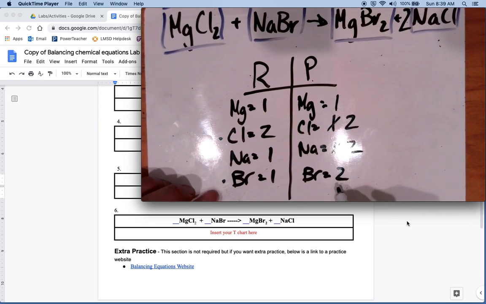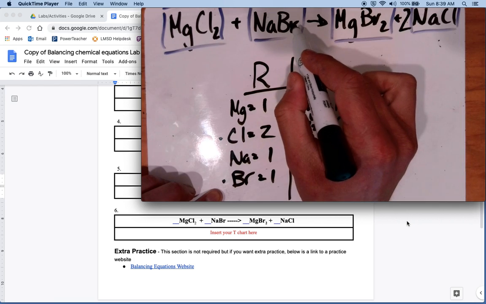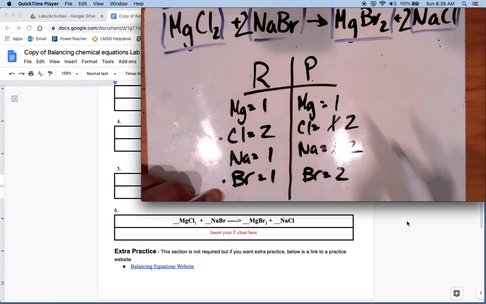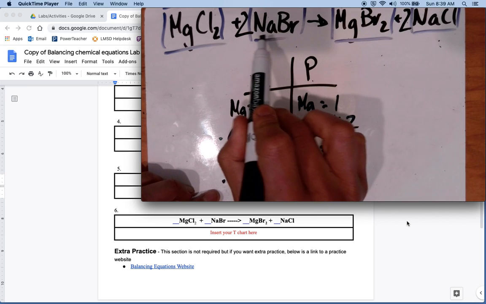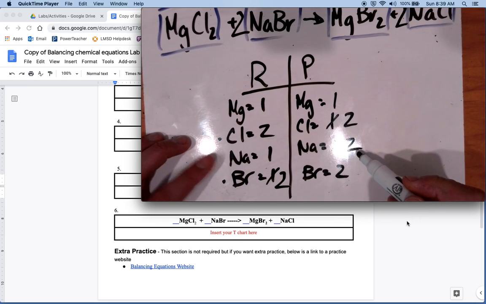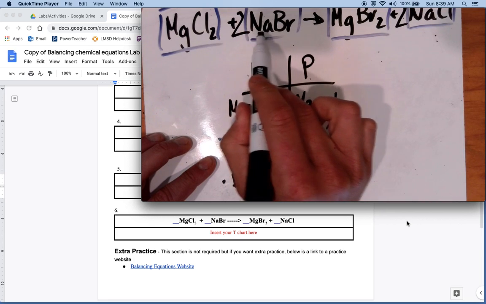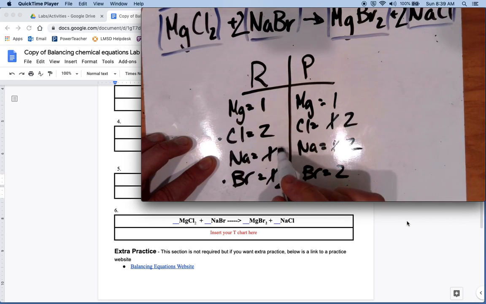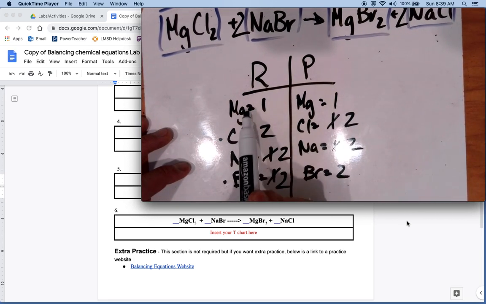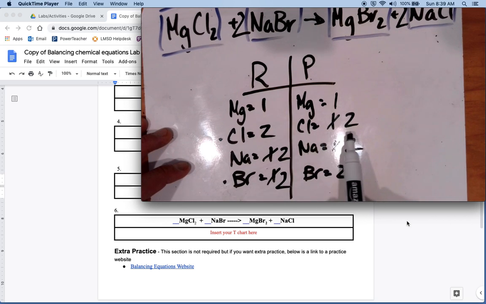So now I'm going to come over here and I see Brs, right? Since I have 2 over here and 1 over here, I just need to multiply this by 2. So now I just make that into a 2, right? So they're equal. Now what's the nice thing is, guess what? My sodiums got messed up, right? But a sodium is connected here, so now I just have to multiply this sodium by 2, and it actually fixes everything out. So magnesium now is 1, chlorines are 2s, sodiums are 2s, and Brs are 2s.